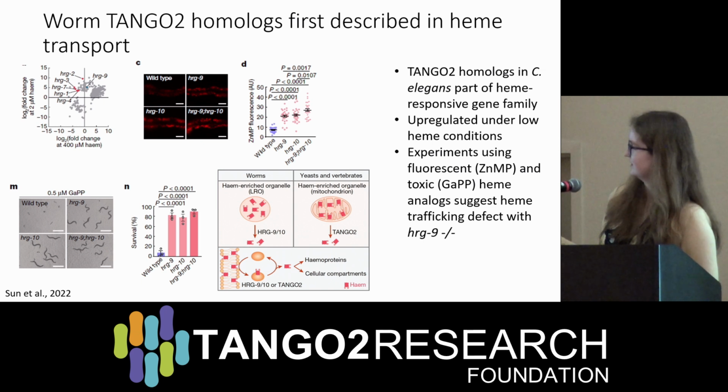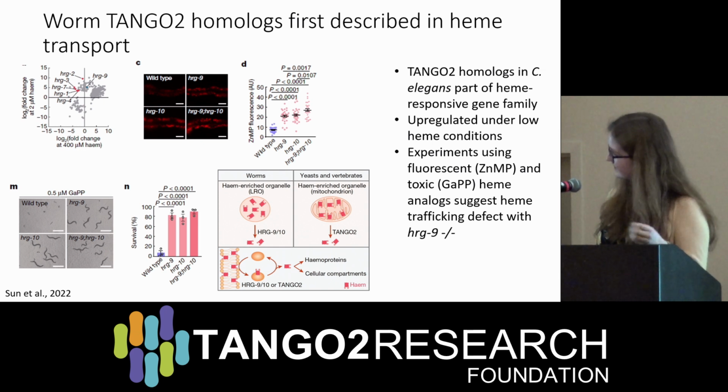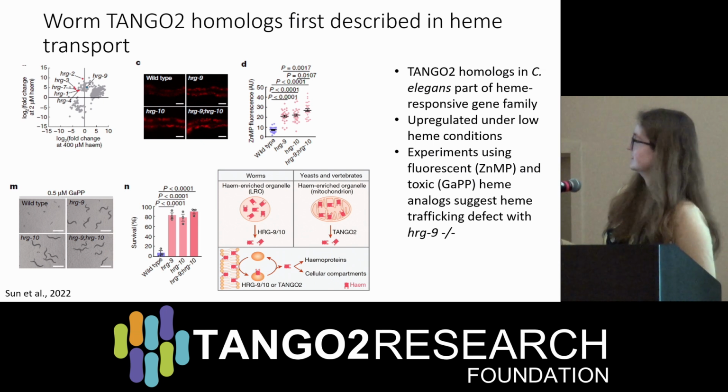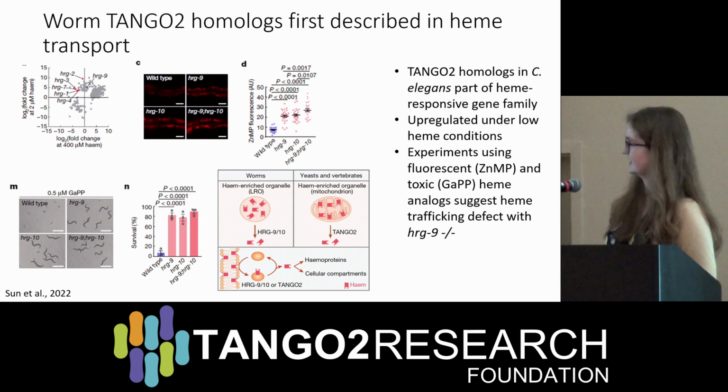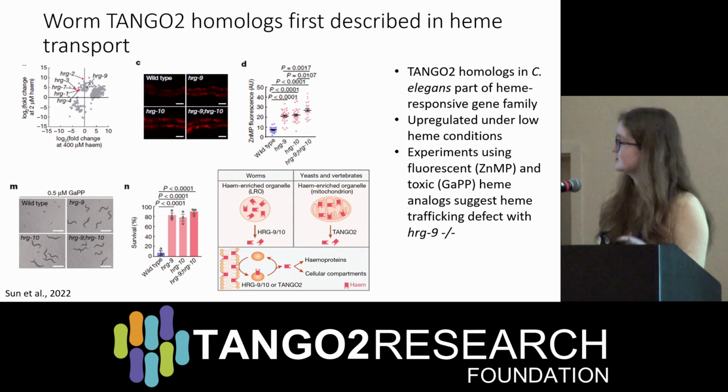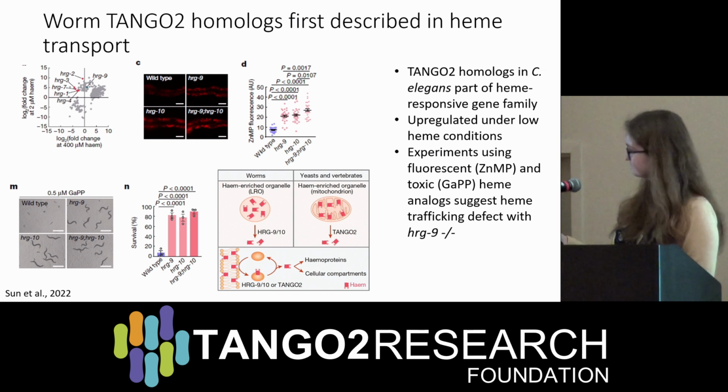Looking at one gene, HRG9, in particular, they created a model where the worms were missing these two genes, so these genes didn't work the way they were supposed to. Then they looked at some compounds that are similar to heme but act a little bit differently. In one experiment, they fed worms a similar compound to heme called ZNMP that travels through the worm body like heme does, but it turns red. So it's fluorescent, and you can track where it's going in the cell.